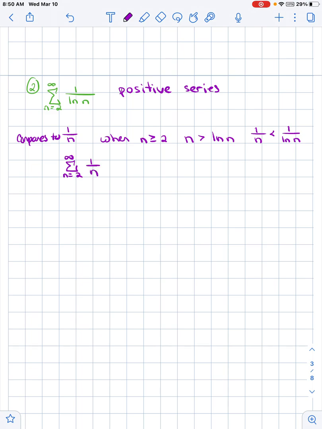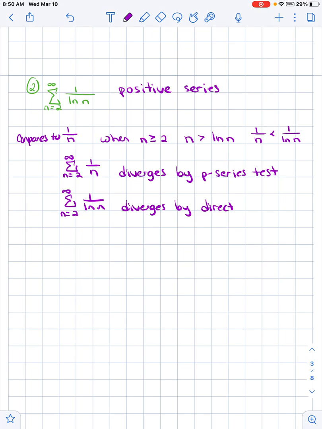Okay, so compares to, I know that the sum of 1 over n, this is the harmonic series, diverges by the p-series test, or because it's harmonic, you could say either one, diverges by the p-series test. So if this smaller function diverges, there's no way the one above it is going to converge. So then we can conclude by saying that 1 over the natural log of n diverges by the direct comparison test.